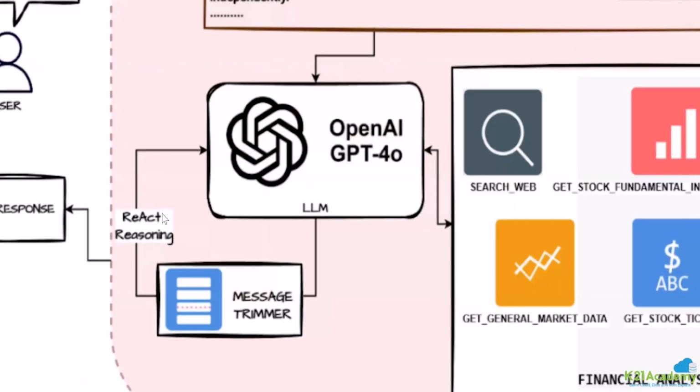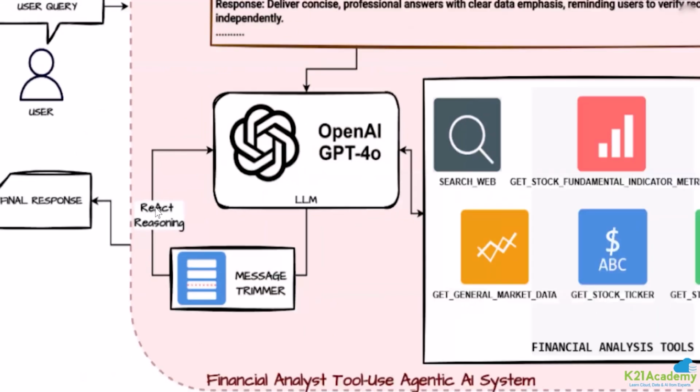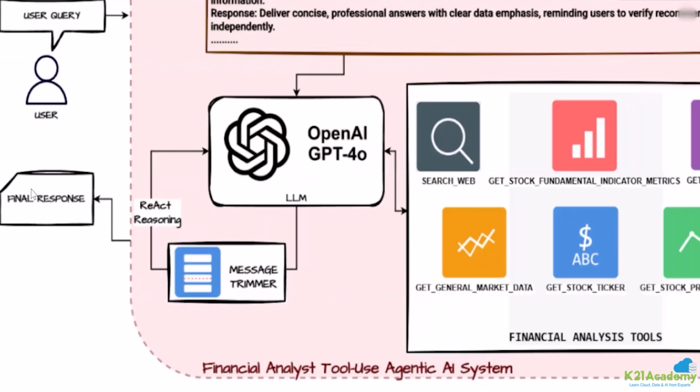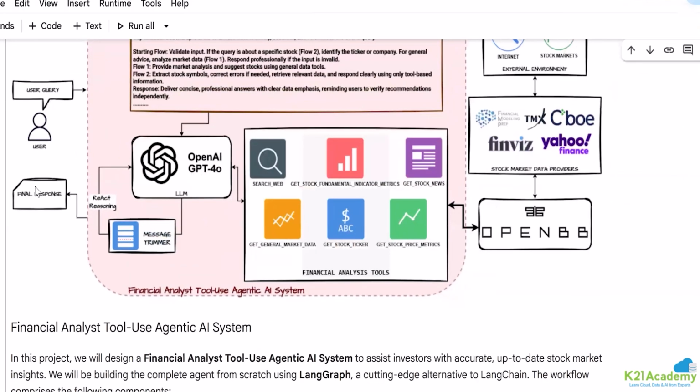So is that data sufficient? If not, again trigger another tool and get some more data. That back and forth communication will keep happening until it has all the data to answer the user query. So that is your reasoning and action happening. And finally, once that is done, the final response will be generated by your model, LLM.